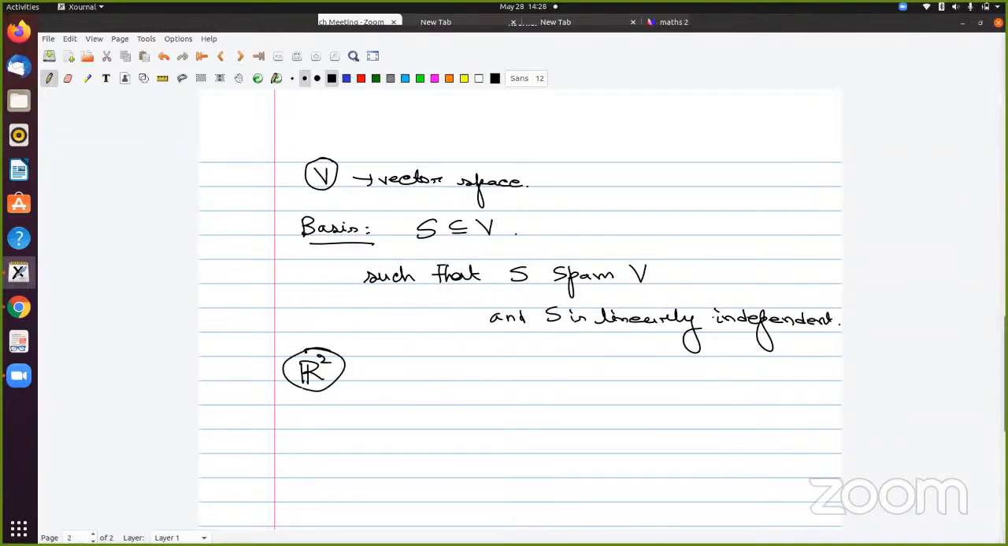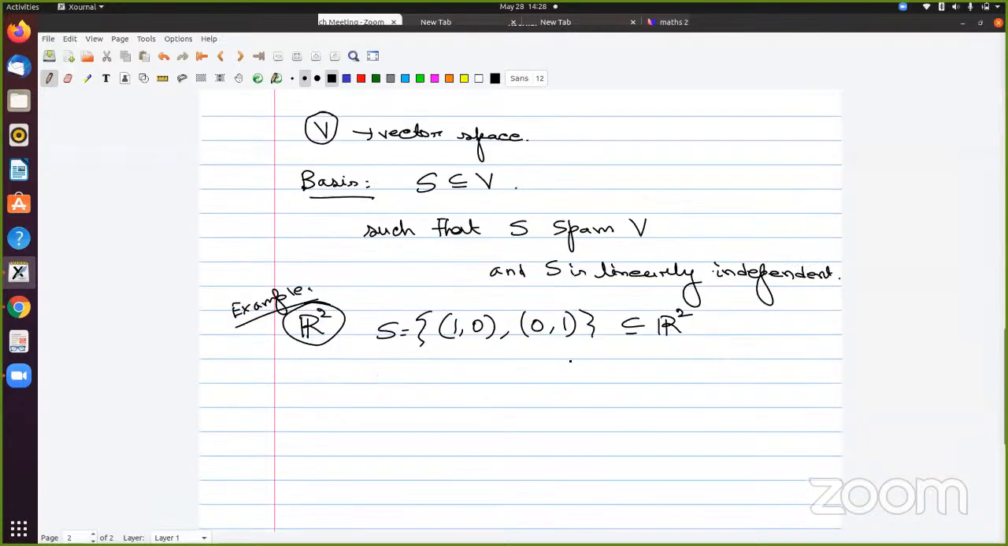Now suppose in R2, let's start with an example. The natural example I was giving earlier, take this set. This is my S. So clearly S is a subset of R2, because we are taking these two vectors from R2 itself. Now we have proved that span of S is indeed R2. All of you remember this? Else you can prove it. Any element (a, b) of R2 can be written as this linear combination. So this implies the span of S is R2.